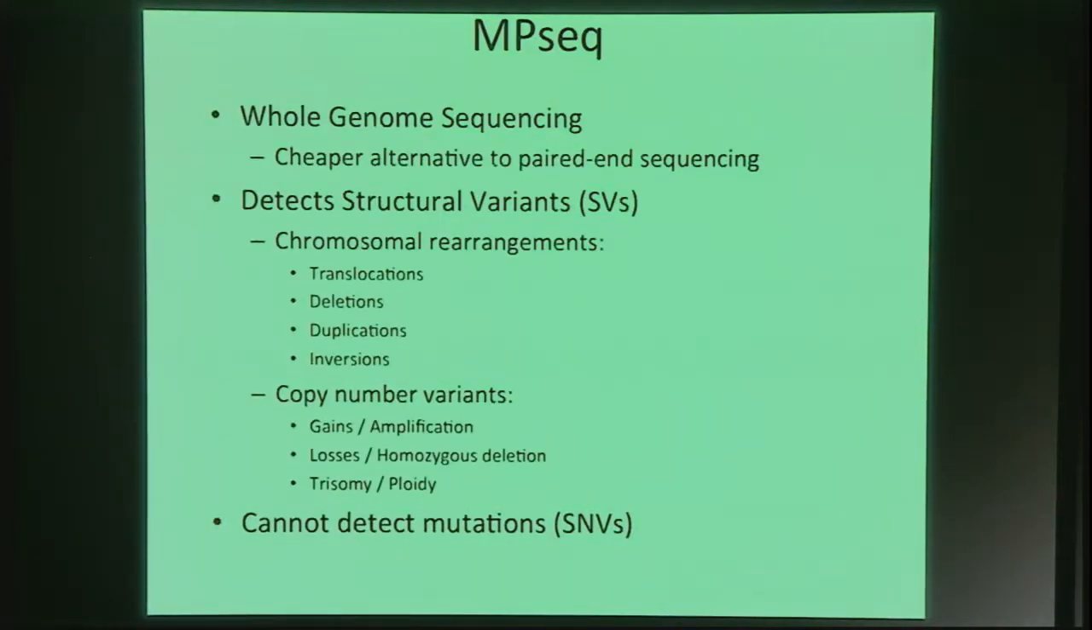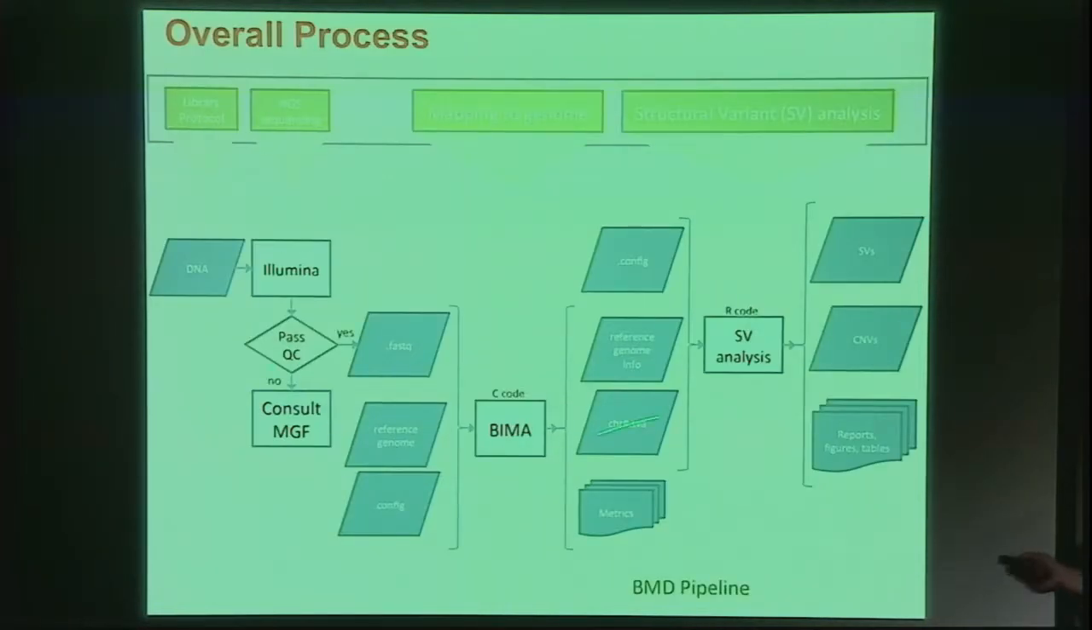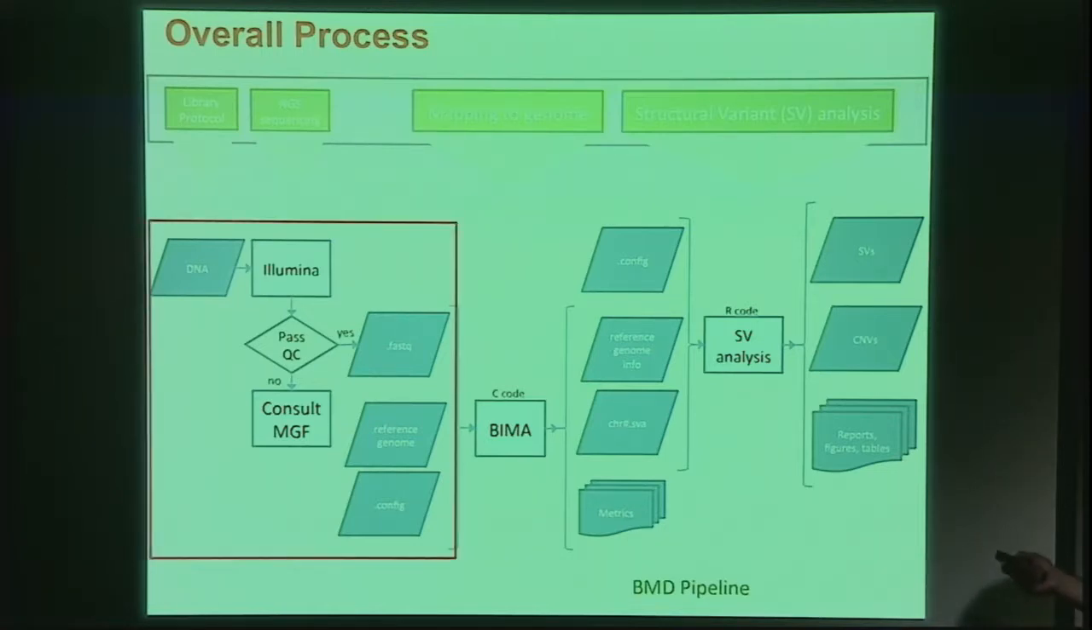So, all right, how do we do that? How do we get this type of data? Well, we developed MPseq, it's whole genome sequencing. It finds rearrangements, translocations, deletions, duplications, and also genes, but it cannot detect mutations. This is not for mutations, this is just for large things in the genome. And we developed all the different modules, both experimental and theoretical and analytical modules, to go from DNA all the way to reports. This test is now launched at Mayo Clinic, and you can order it already. So it's already made it to the clinic.